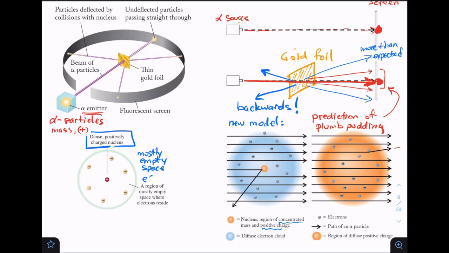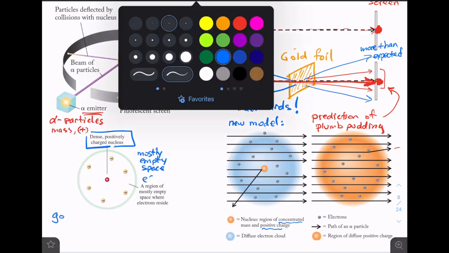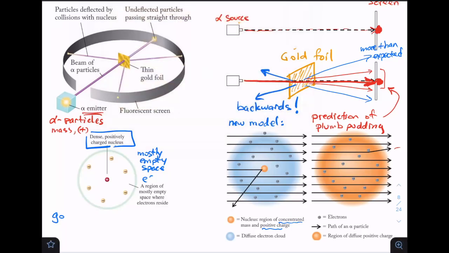In fact, the gold atom, I should write this in gold. Oh, I don't need to. Sure, why not? The gold atom, the nucleus is approximately 1/10,000th of the volume. Just to give you a relative idea of the relative sizes there.